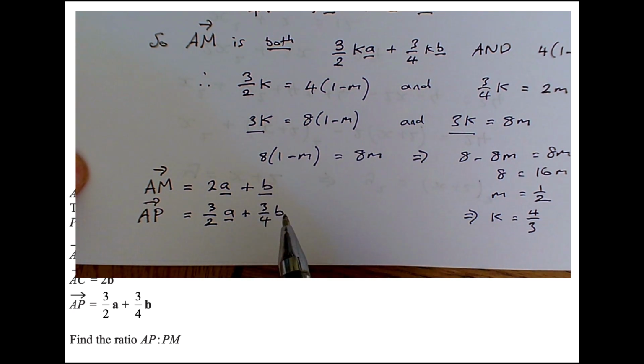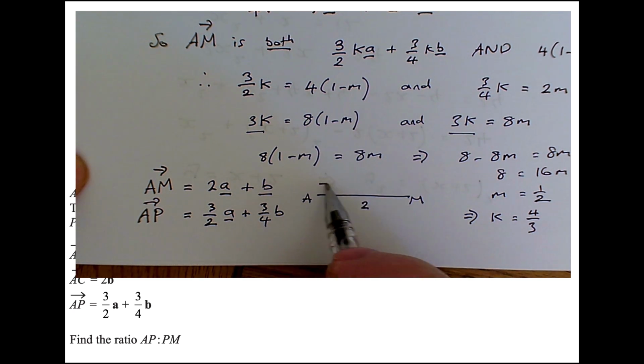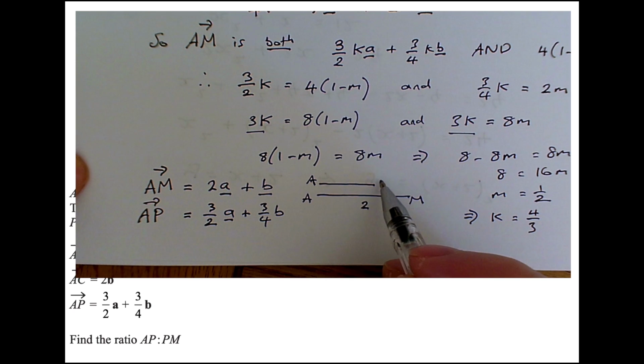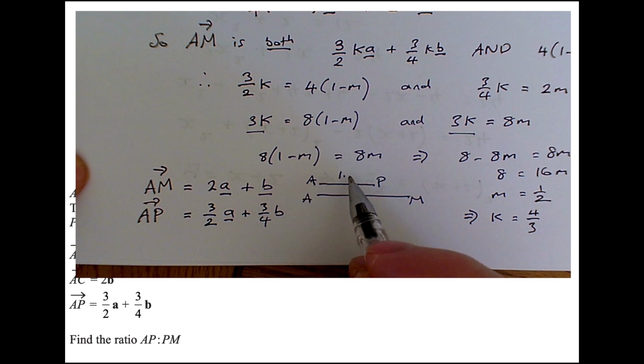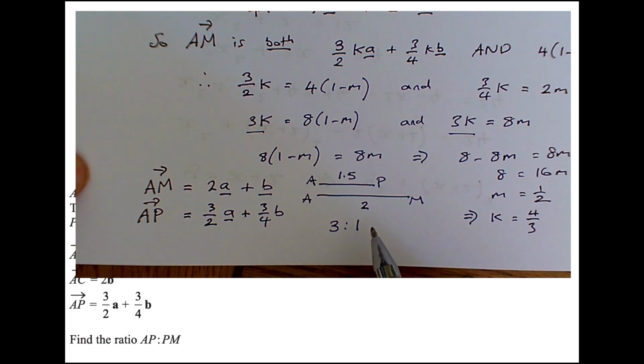But they're asking us for the ratio, aren't they? So I'm just going to quickly draw it, make sure I've got it right in my head. Okay, so A to M is 2 A's, and A to P is 1.5 A's. So if I can see I've got 3 halves A to P and 1 extra half to get from P to M. So it's a 3 to 1, isn't it? That's the ratio of this line, and that's my answer incidentally. So A to P and P to M is in the ratio 3 to 1.